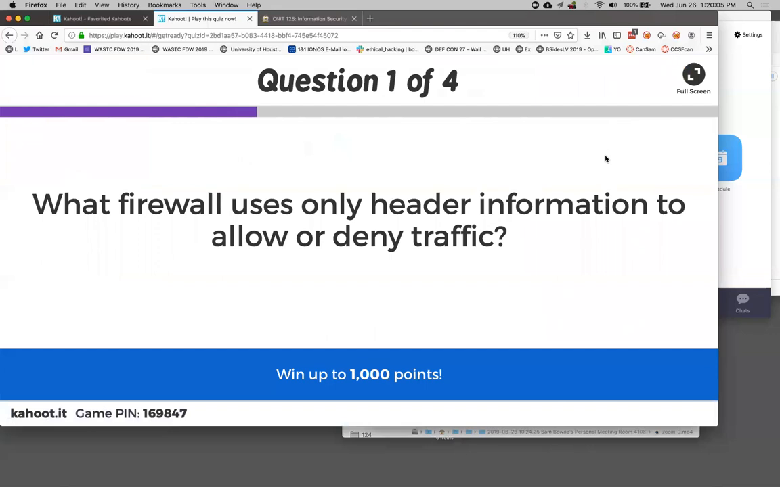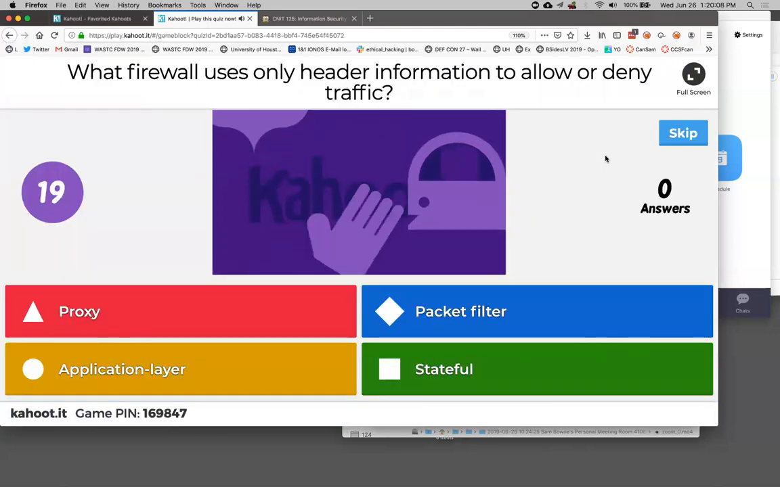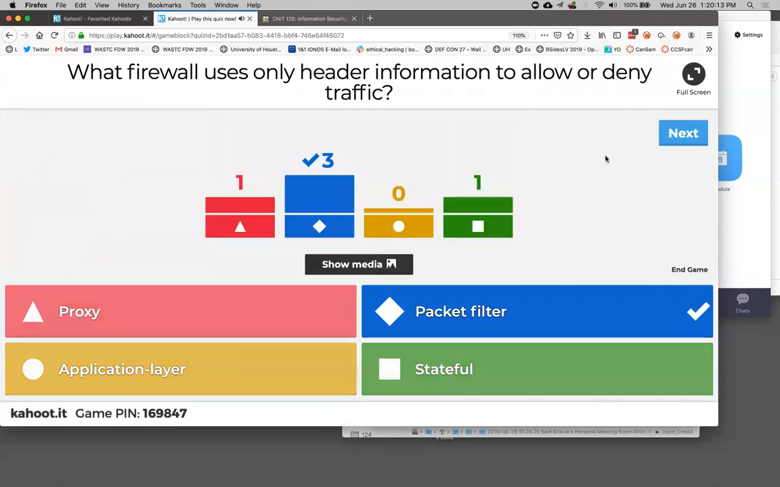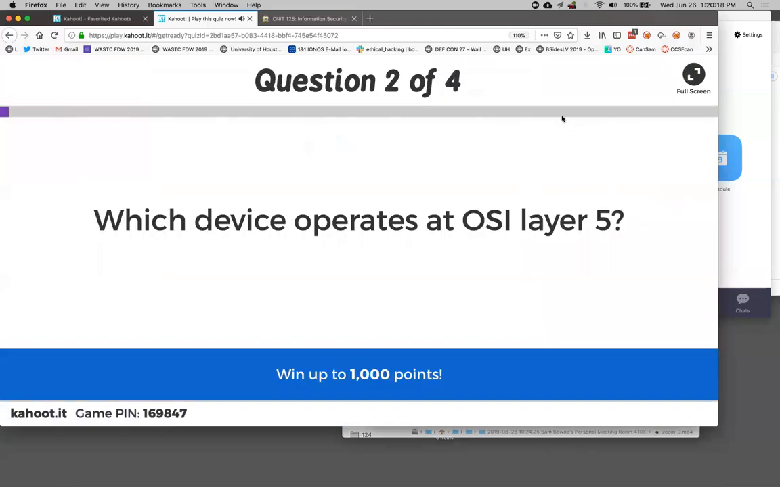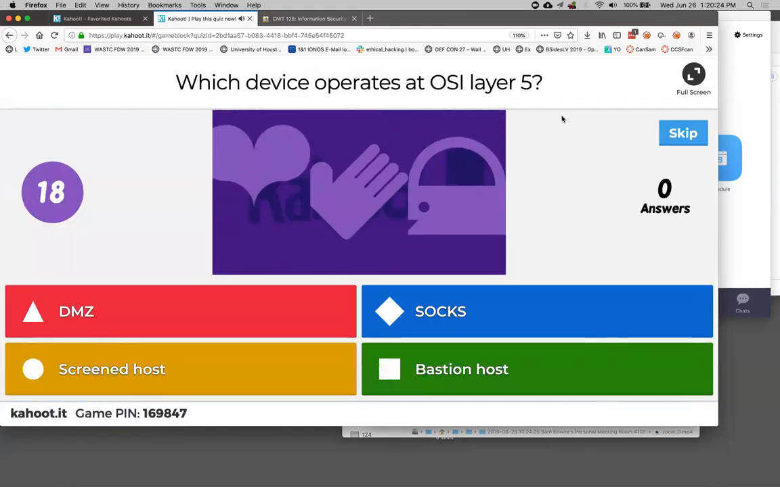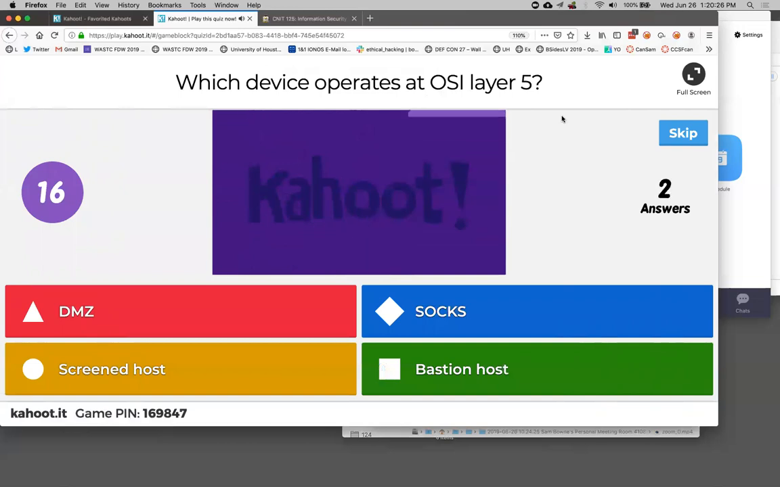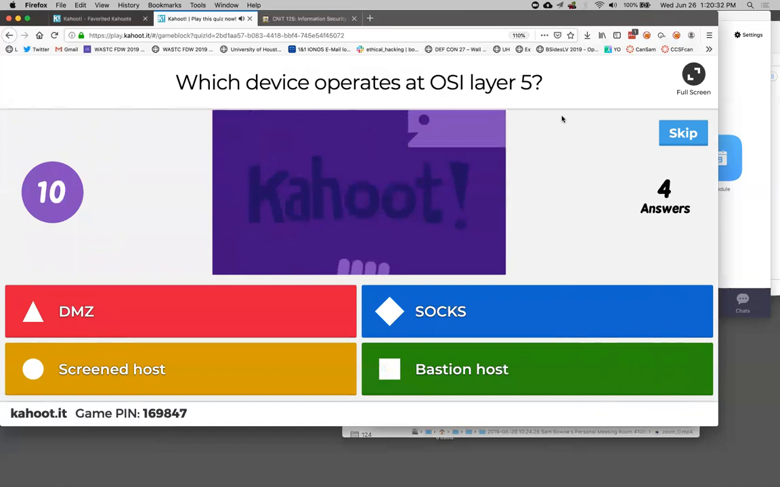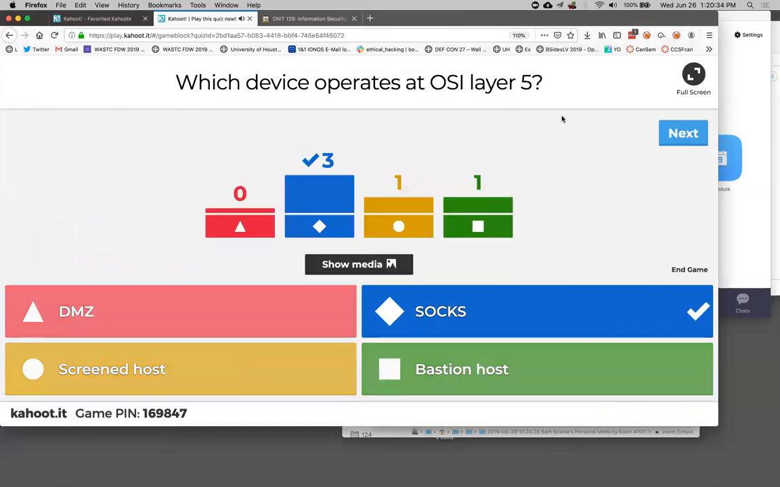Okay, which firewall uses only header information? That's a packet filter, the first generation of firewalls. Which device operates at OSI layer 3? SOCKS is at 3? No, 5. Oh, thank you, 5. Okay, now I feel better. I was baffled. Layer 5 is SOCKS proxy. Okay, good.